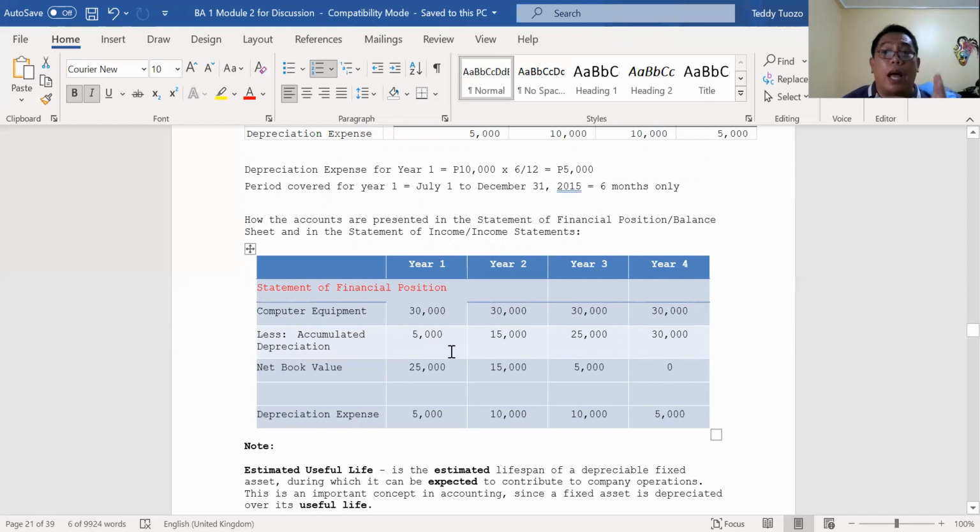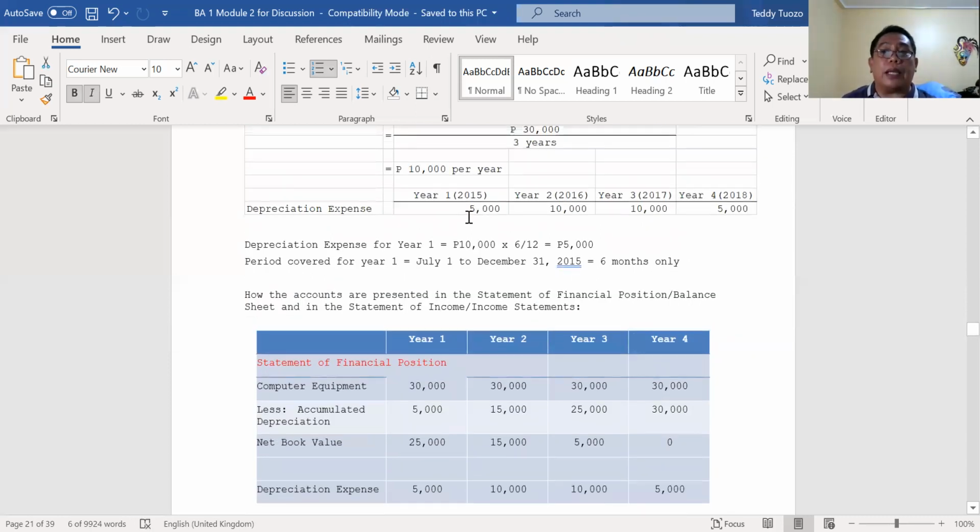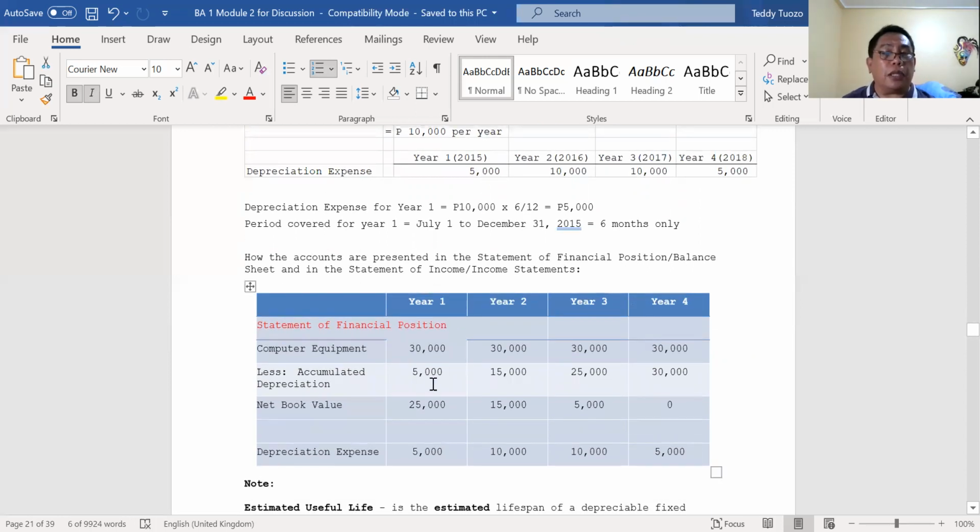But of course, in year 1, as we identified earlier, the depreciation expense is only 5,000. So the accumulated depreciation is still 5,000. For year 2, the depreciation expense is already 10,000. Since accumulated depreciation is the sum of the depreciation expenses, the first year's 5,000 plus the second year's 10,000 makes 15,000.